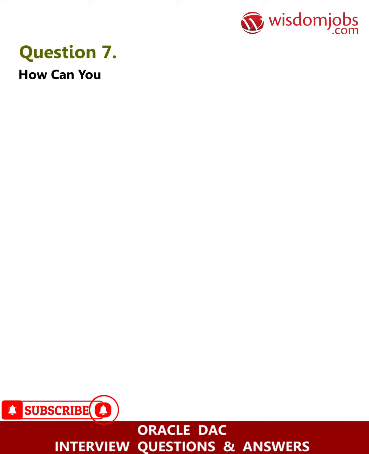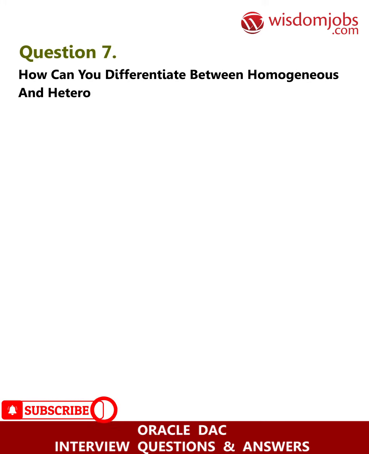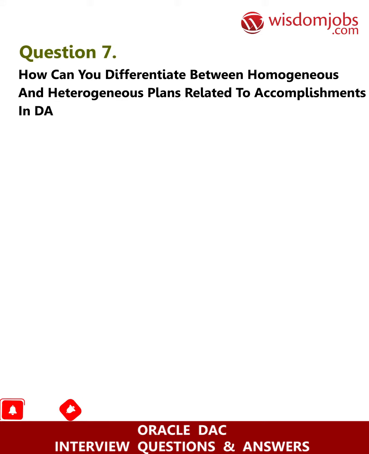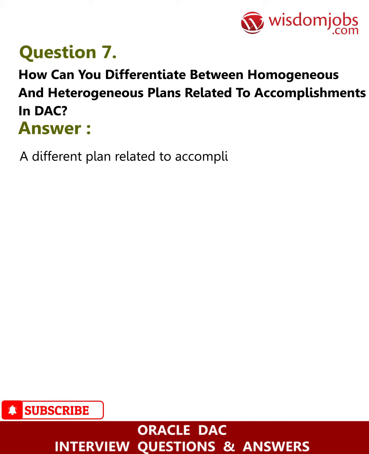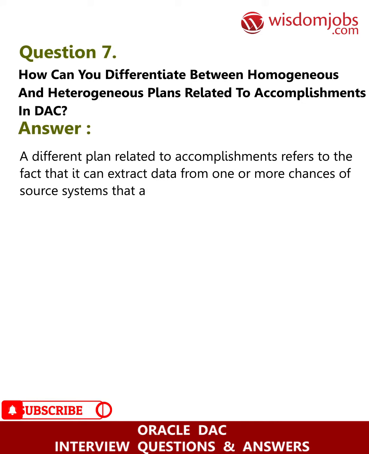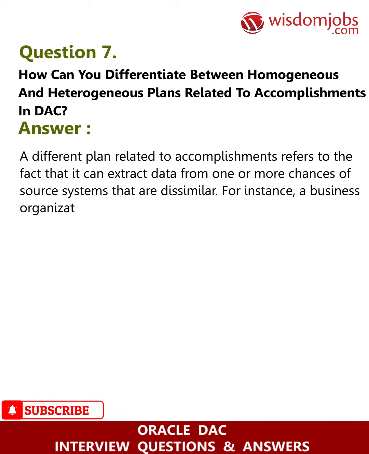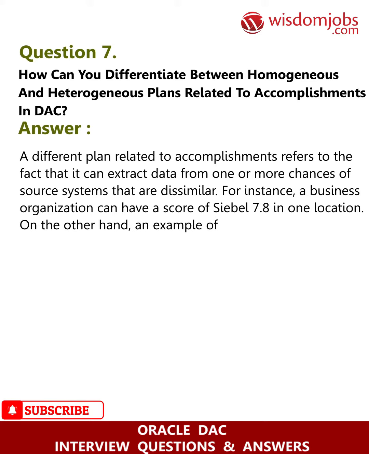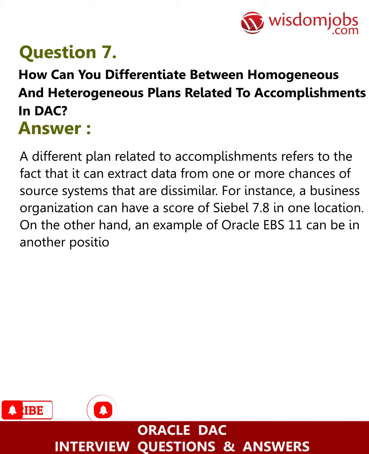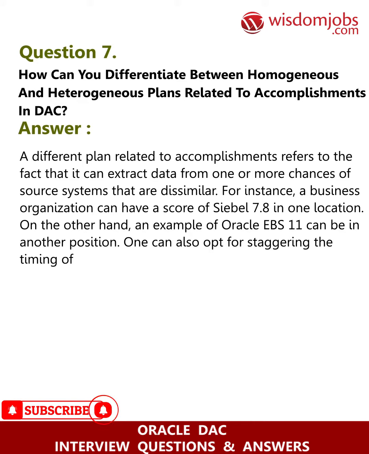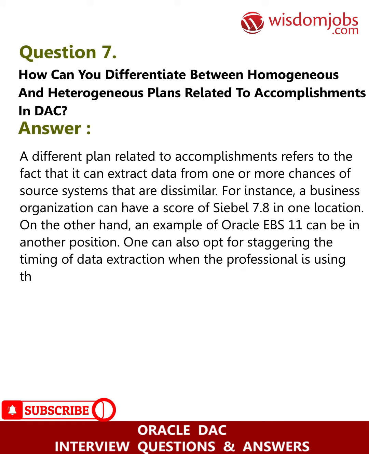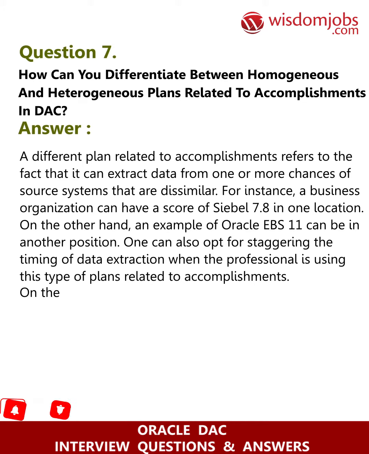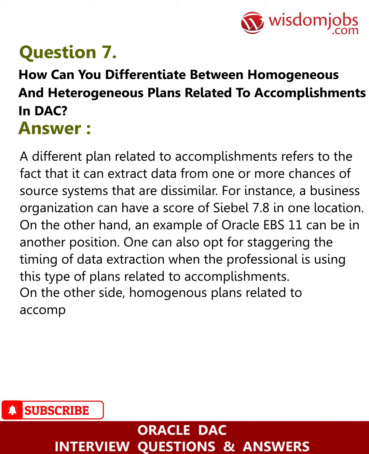Question 7. How can you differentiate between homogeneous and heterogeneous execution plans in DAC? Answer. A heterogeneous execution plan refers to the fact that it can extract data from one or more source systems that are dissimilar. For instance, a business organization can have Oracle EBS 7.8 in one location. On the other hand, an example of Oracle EBS 11 can be in another position. One can also opt for staggering the timing of data extraction when using this type of execution plan. On the other side, homogeneous execution plans also pull data from various instances of the system that has originated from the same source.